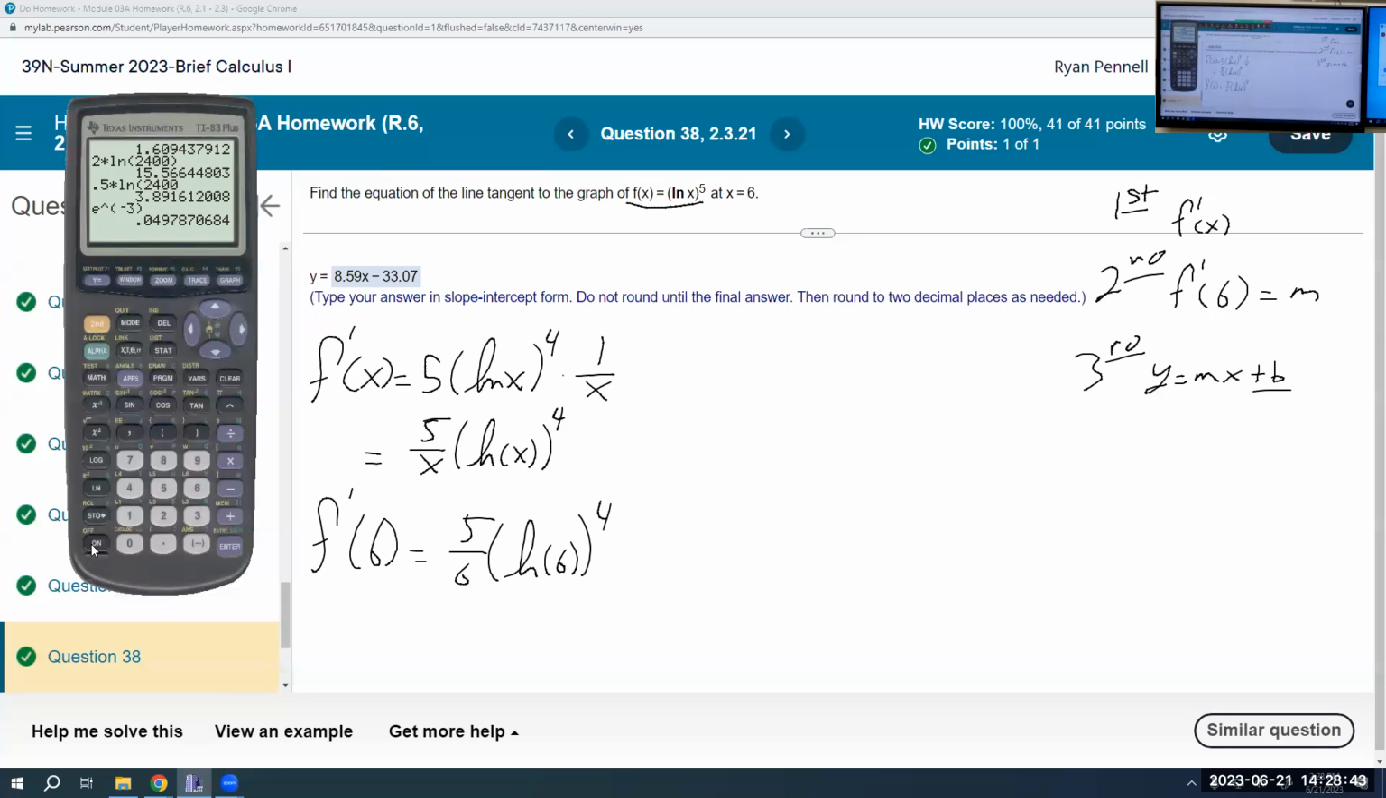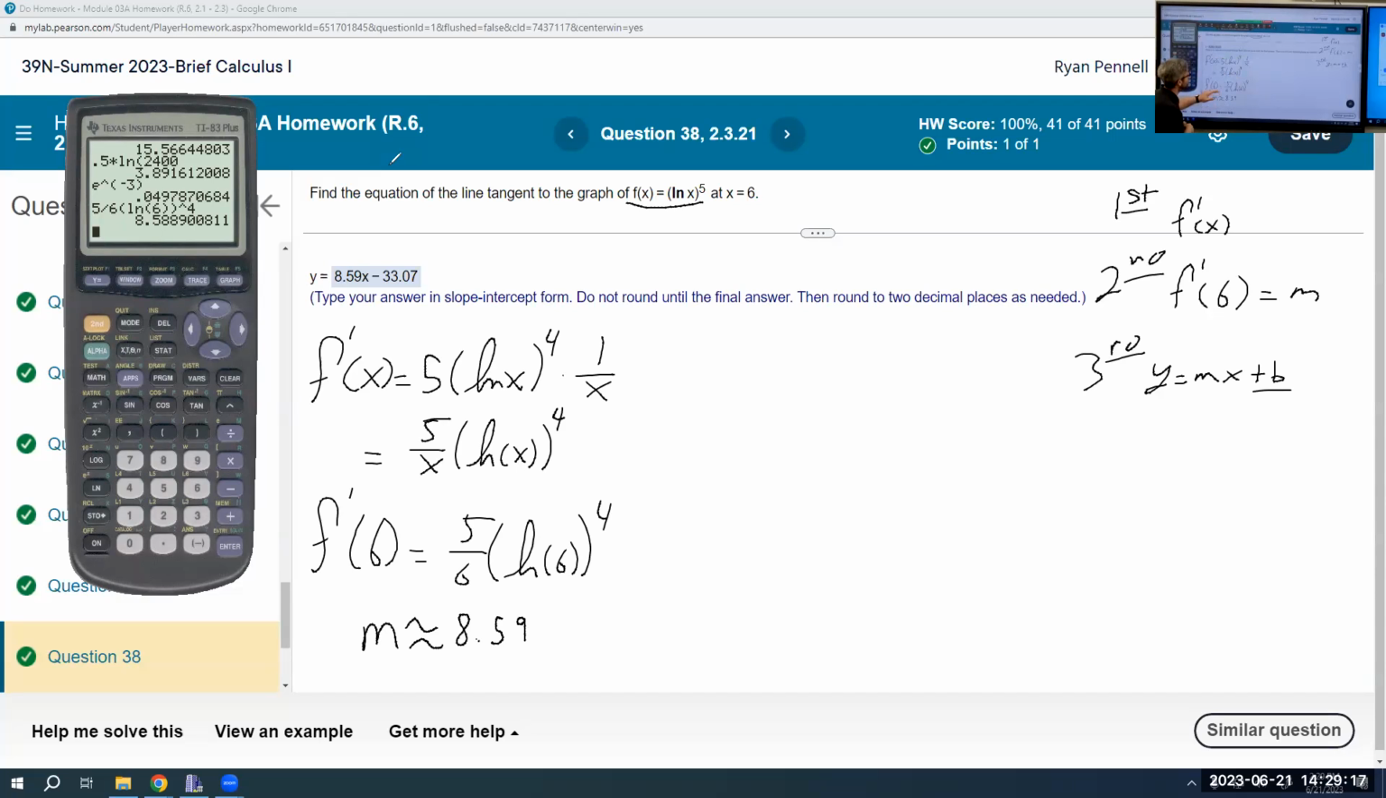Okay. So I need 5 over 6 in my problem. Natural log of 6 to the fourth. Okay. 8.59 is my slope. So there we have it. And then I have my slope, got it.